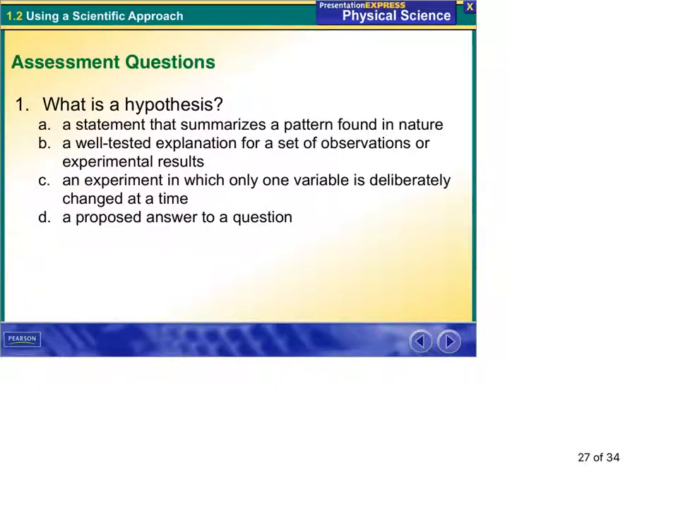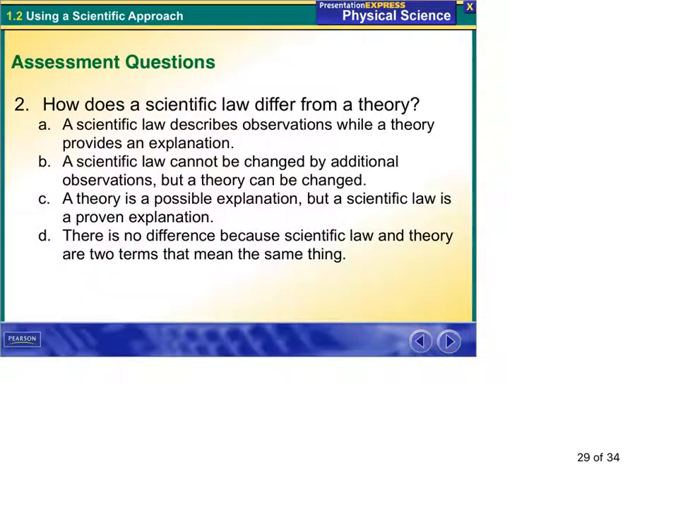Key questions. What's a hypothesis? A hypothesis is a proposed answer to a question. How does a law differ from a theory? A scientific law describes an observation, while a theory attempts to explain it. Looking at some of the other choices on this one, a scientific law cannot be changed by additional observation, but a theory can be changed. They both can be changed as new information is developed.